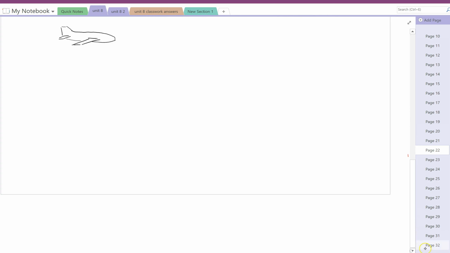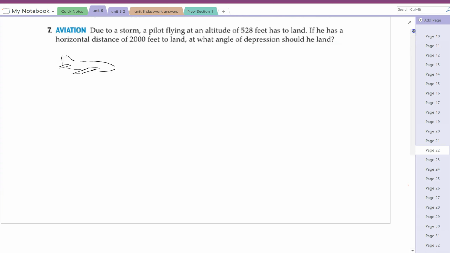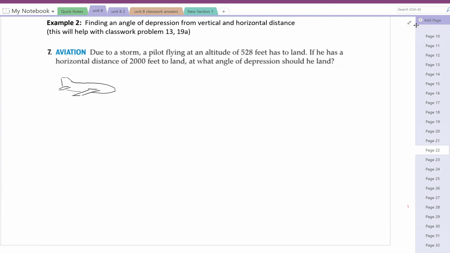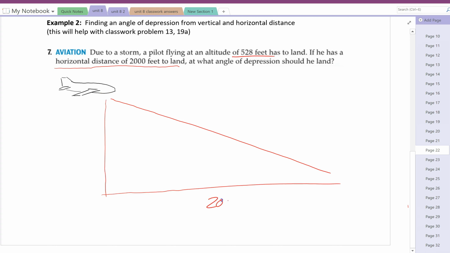Okay, number 7, example 2 here. Okay, so there's a pilot and he's flying through a storm and he's currently at an altitude of 528 feet. So he wants to land. It says he has a horizontal distance, that means like a left to right distance, of 2,000 feet to land. So between where he currently is and the spot he wants to land, there are 2,000 feet. Again, he's 528 feet in the air, and they want to know at what angle of depression should he land.